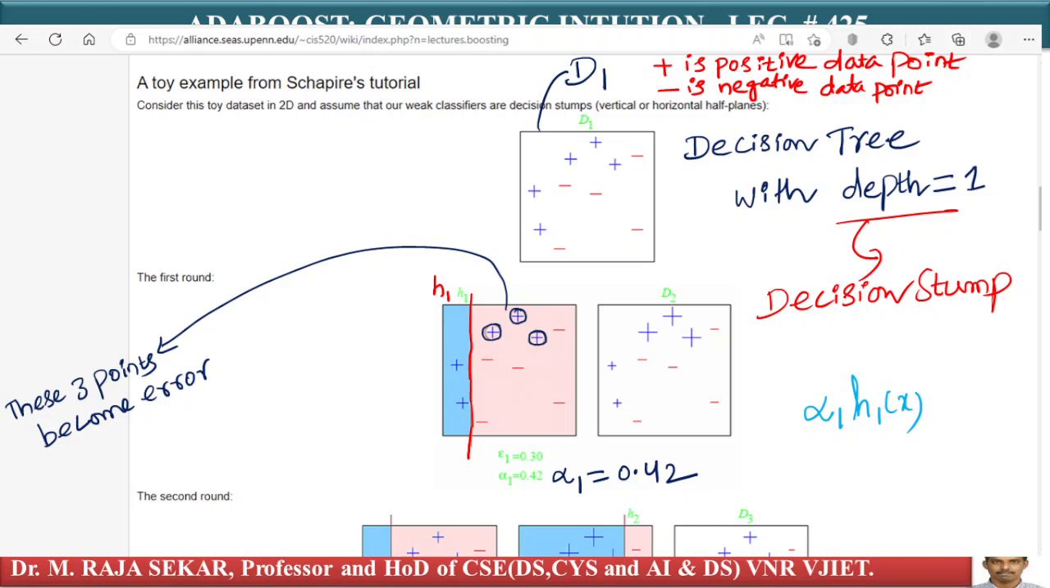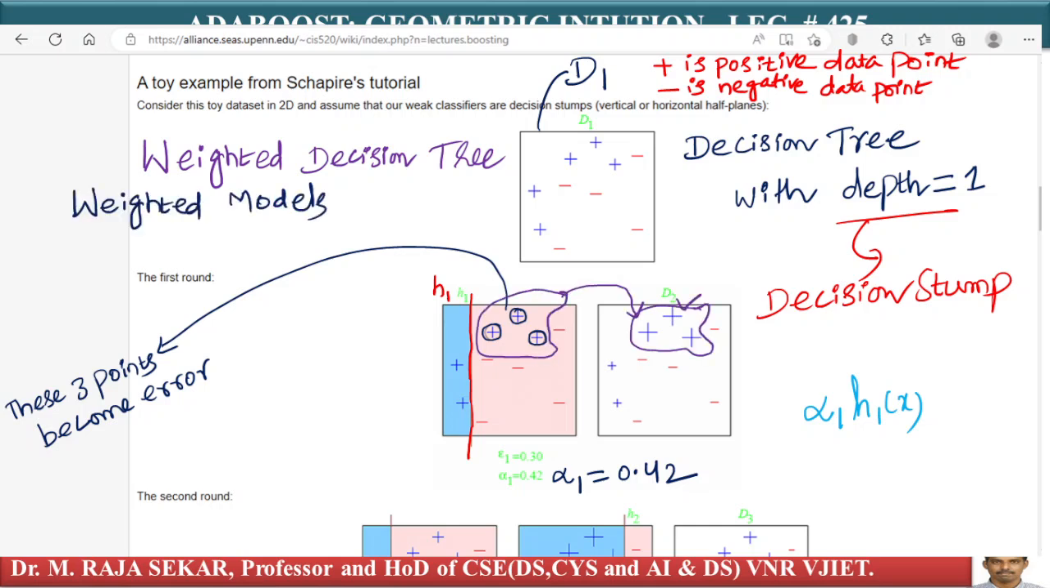You may remember, you can do a weighted decision tree, you can do weighted logistic regression, or in general you can say a weighted model. So what does a weighted model mean? One way to implement a weighted model is to upsample the points, because these points are erroneous. These points are erroneous at stage 1, the first round.